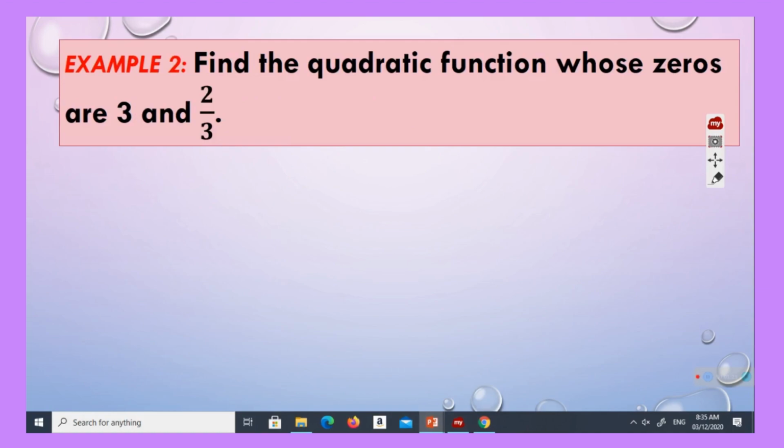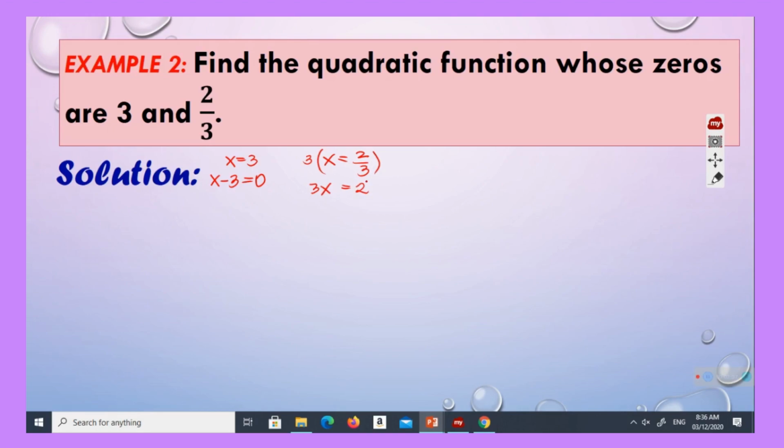Example 2, find the quadratic function whose zeros are 3 and 2/3. So for the solution, we will have x is equal to 3 and the other one, x is equal to 2/3. So if we let the right side equal to 0, using addition property, x minus 3 is equal to 0. And on the other one, since my denominator, let us eliminate the denominator by multiplying both sides by 3. So 3x is equal to 2.